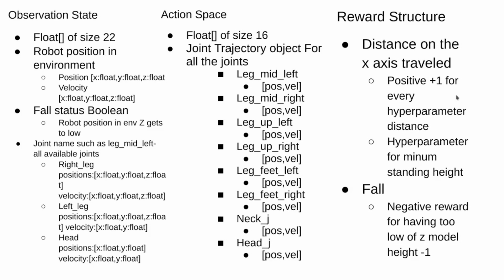And then for the reward structure, each time it traveled on the X or Y axis in a positive direction, it would get a positive reward. If it didn't move, it would get 0. And if it fell over, then it would get a -1, and it would be over for that simulation.